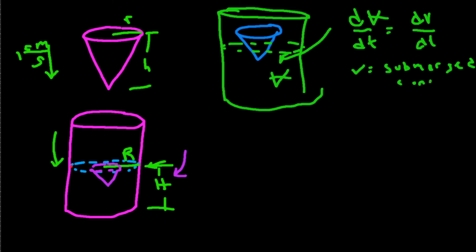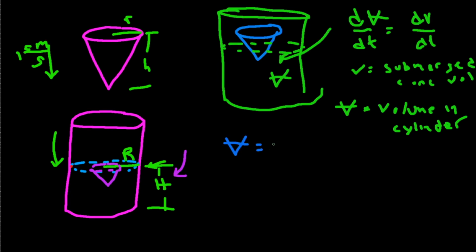Okay, so we need to find expressions of the volume for both the cylinder and also the submerged part of the cone. Really easy for the cylinder. For the cylinder, it is going to be just pi times big R squared times h as a function of time, the height of the cylinder fluid as a function of time. We don't quite know what it is, but let's just leave it as h of t for now.